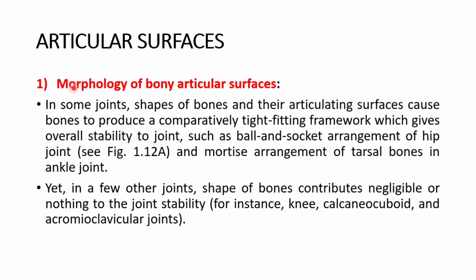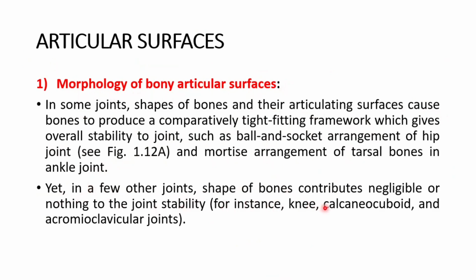So the number one in detail I will discuss with these factors, the stabilizing factors, the morphology of the bony articular surfaces. In some joints, shapes of the bones and their articular surfaces cause bones to produce a comparatively tight-fitting framework which give overall stability to joints such as ball and socket arrangement of hip joint and mortise arrangement of tarsal bones in the ankle joint. Yet in a few other joints, shape of the bones contributes negligible or nothing to the joint stability.